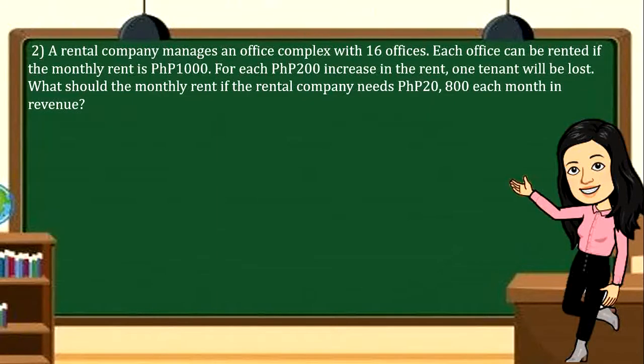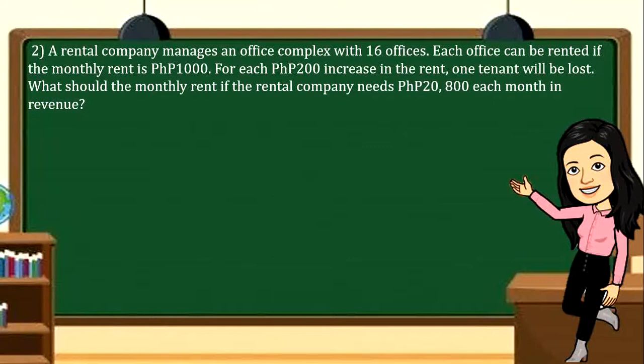Okay, next, number 2. A rental company manages an office complex with 16 offices. So each office can be rented if the monthly rent is 1,000 pesos. For each 200 increase in the rent, one tenant will be lost. So, meron tayong 16 na office. So, ang bawat isang office, pinaparentahan daw ng 1,000 pesos. So, kapag daw nagtaas ng 200 pesos sa rent, one tenant will be lost. So, umaalis yung isang nagre-rent.